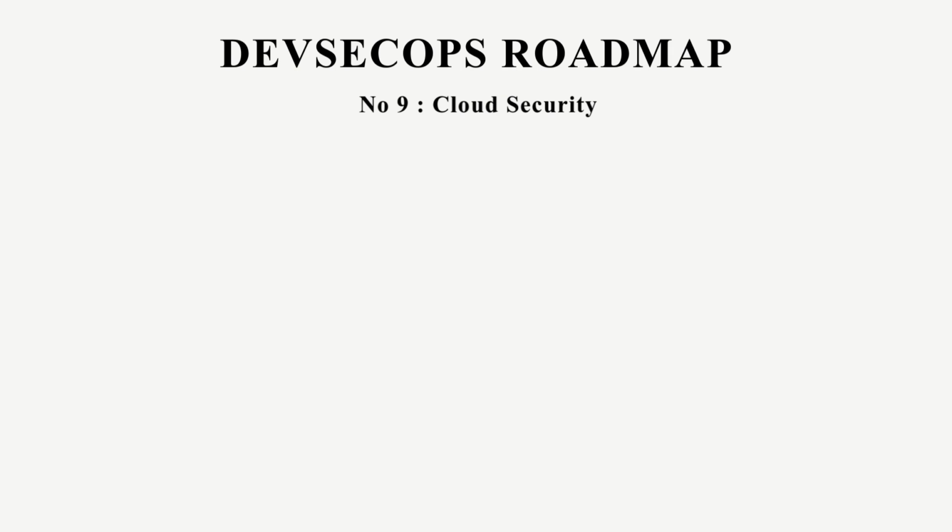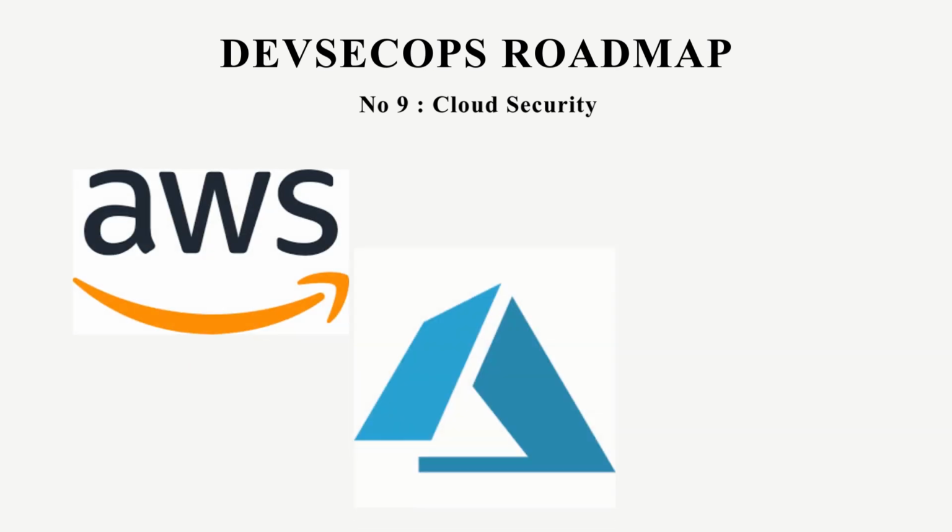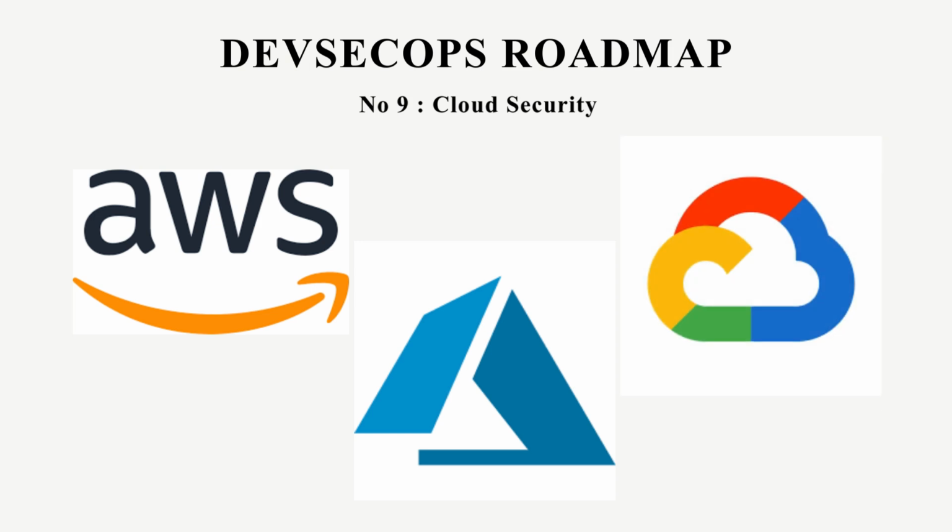Number 9 is cloud security. Most modern systems run in the cloud. Major cloud providers include Amazon Web Services, Microsoft Azure, and Google Cloud Platform. Cloud environments introduce new security challenges. One important concept is cloud security posture management. Cloud security posture management tools continuously monitor cloud environments for misconfigurations.